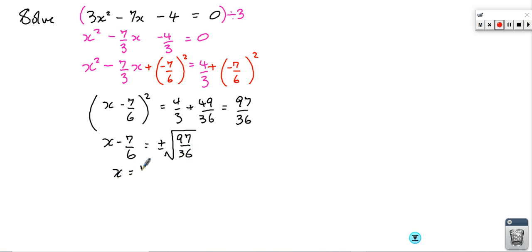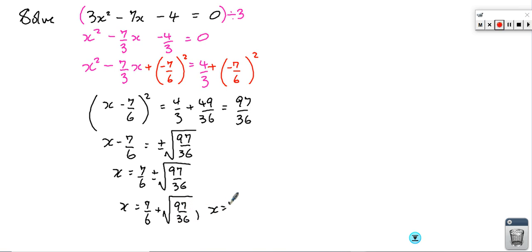So x is 7 on 6 plus or minus the square root of 97 on 36. You've got your two answers. X is 7 on 6 plus the square root of 97 on 36, and x is 7 on 6 minus the square root of 97 on 36. Okay, so we've got two examples. I think those two examples are enough for you to be able to understand this method. Of course, working it out alone might be slightly more difficult. So I suggest you work out a couple of these.